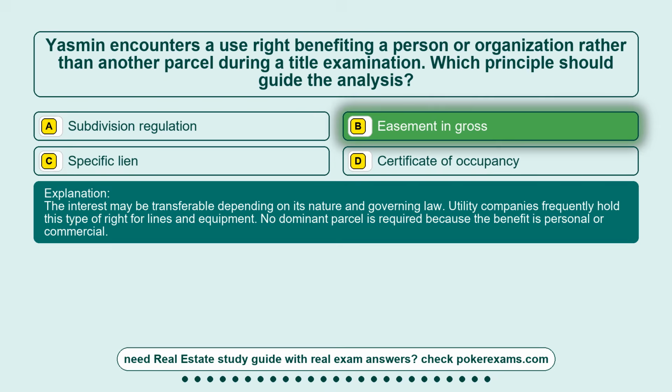The interest may be transferable depending on its nature and governing law. Utility companies frequently hold this type of right for lines and equipment. No dominant parcel is required because the benefit is personal or commercial.